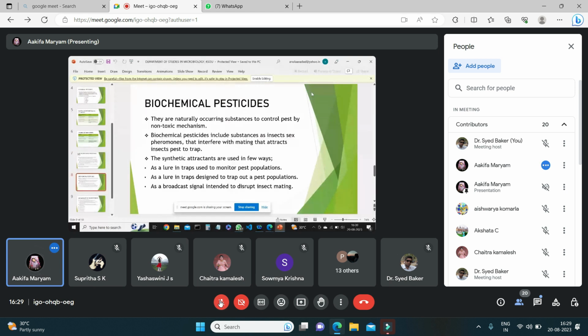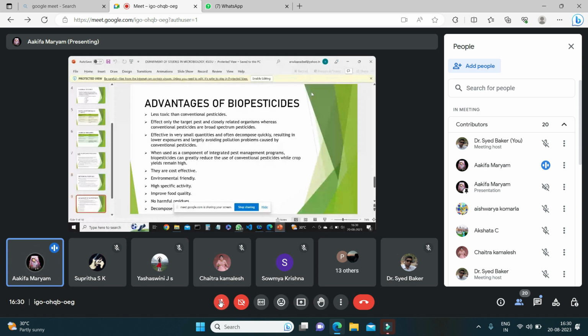are also used. So next is biochemical pesticides. They are naturally occurring substances that control pests by non-toxic mechanisms. Biochemical pesticides include substances such as insect sex pheromones that interfere with mating, and attractants that lure insect pests to traps. The synthetic attractants are used in a few ways: as a lure or medium in traps used to monitor pest populations, as a medium in traps designed to trap out the pest population, and as a broadcast signal intended to disrupt insect mating.